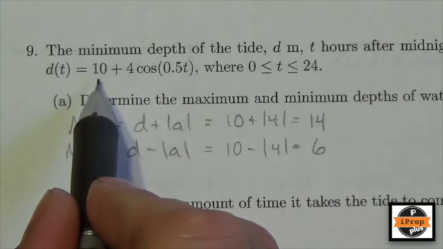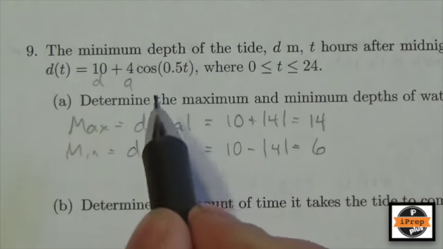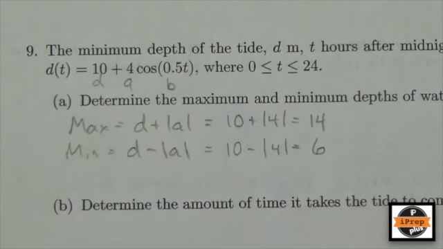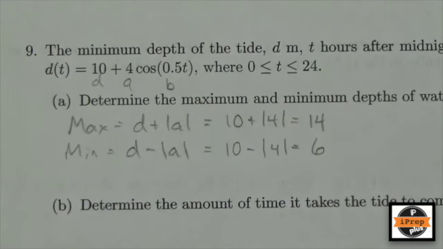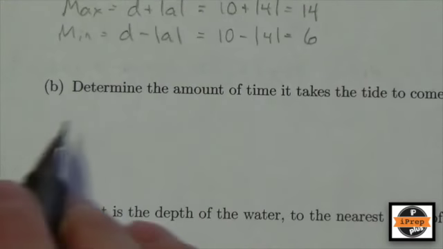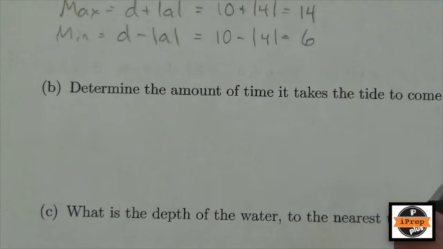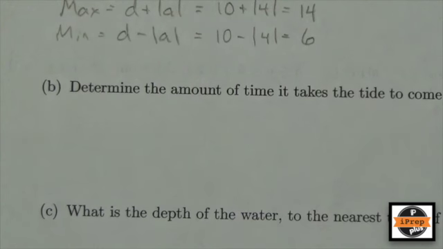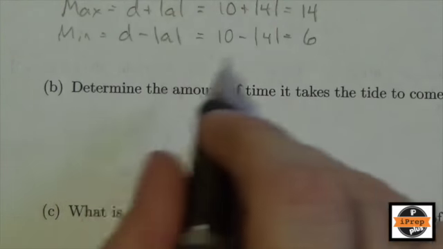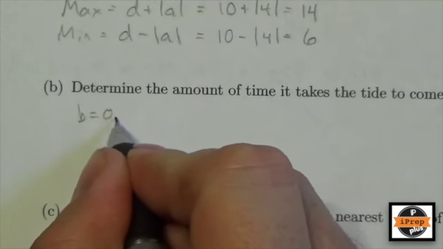Again, it's important to realize that this is our d, this is our a, and over here, this is our b. Okay, good. Now the next question says, determine the amount of time it takes for the tide to come in and out. In other words, we want to figure out what the period of the function is. The period of the function is determined by looking at the value of b. In this case, we know that b is going to equal 0.5.